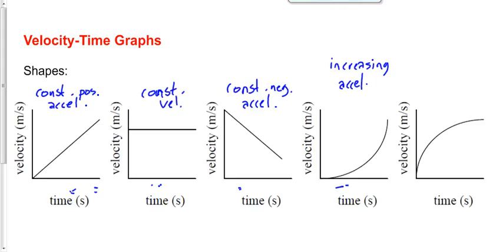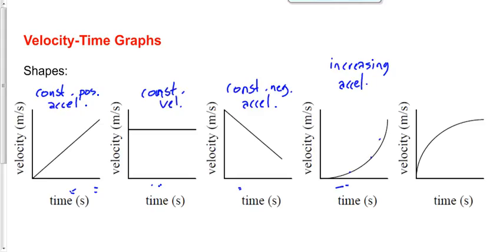No, that's a good question. The question was, would the unit we'd use to represent this line be meters per second cubed? No, it'd still be meters per second squared because it's still acceleration. It's just that the acceleration here would be a different value than the acceleration here and here.